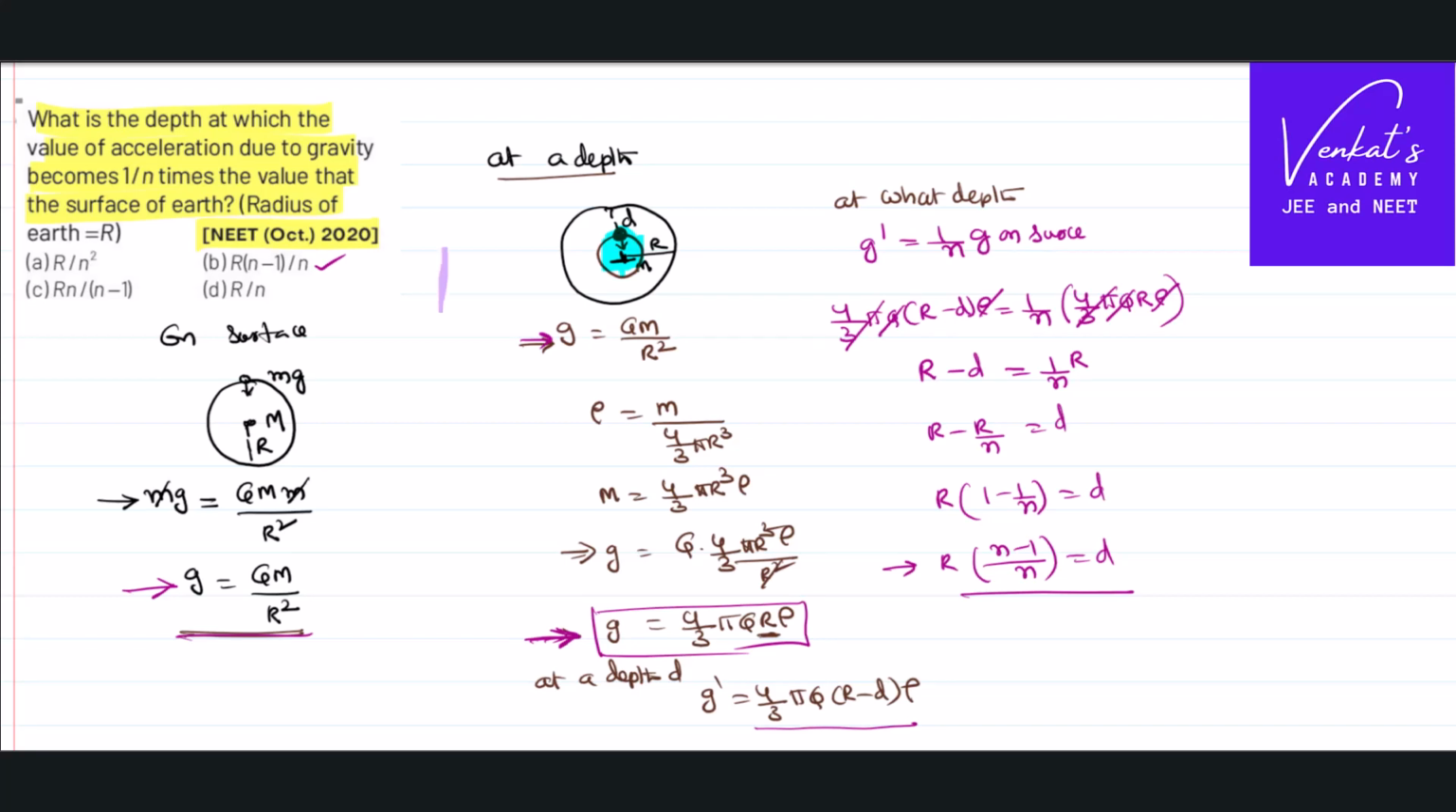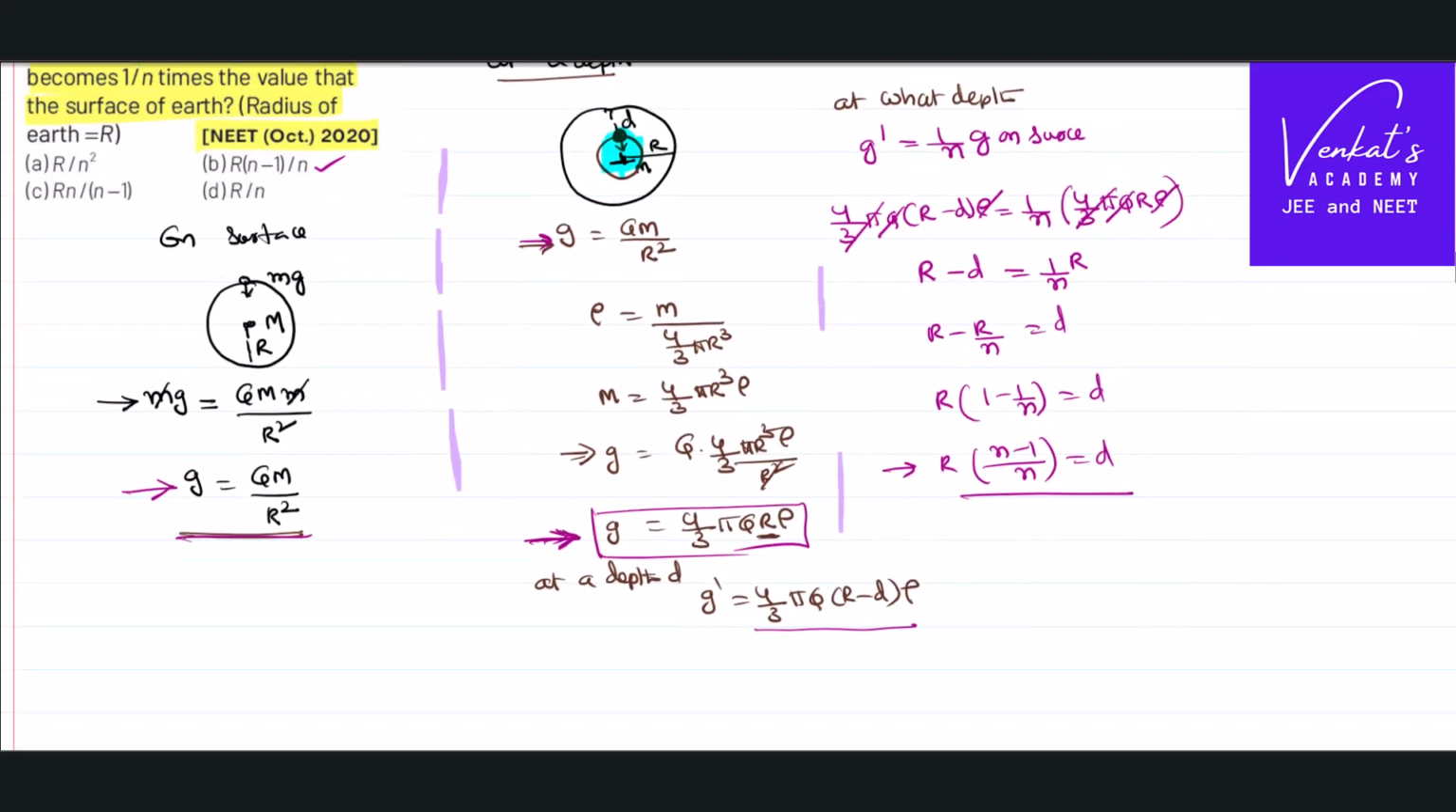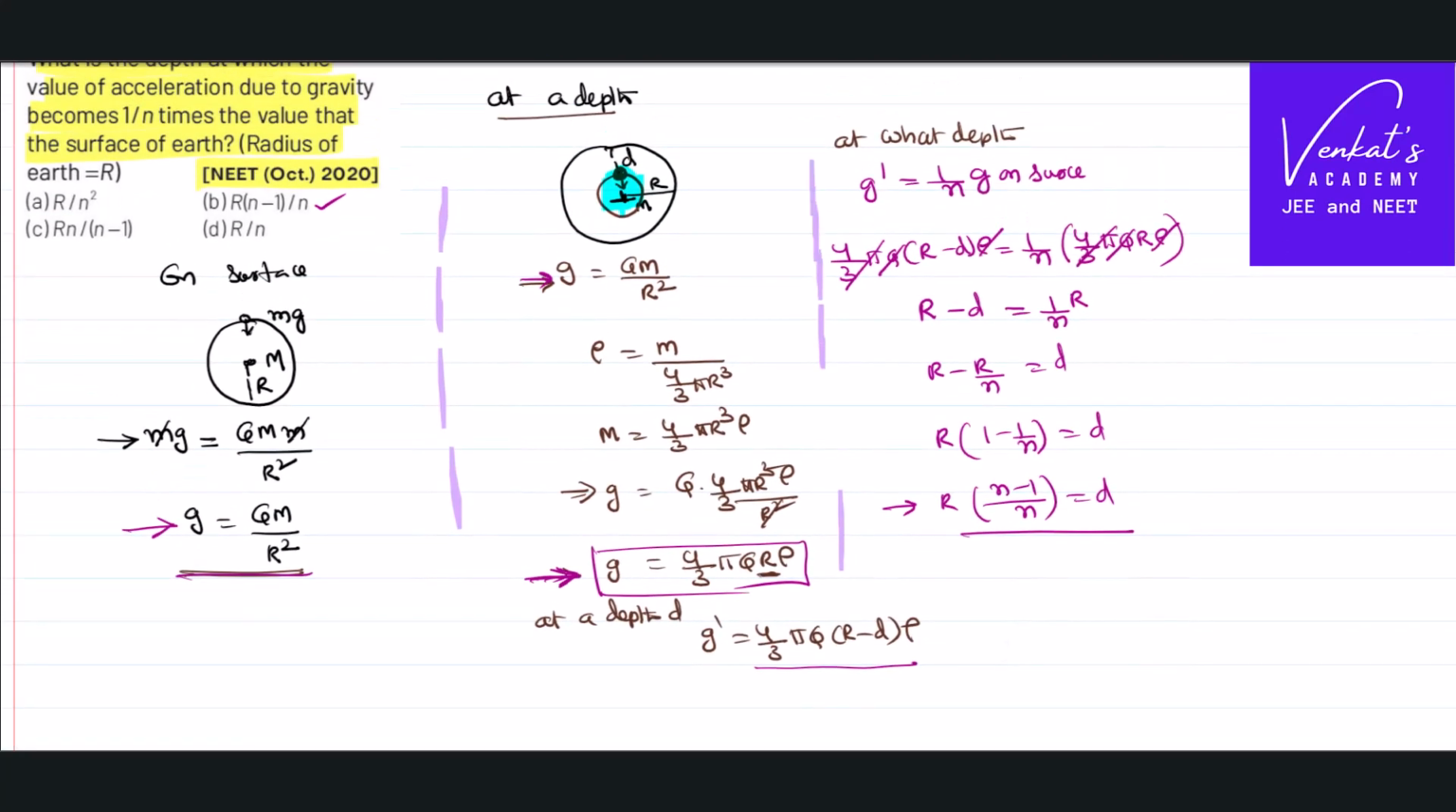To solve this problem, we need to know some basic aspects. The first aspect is that g equal to GM by R square cannot be used when you are going to a depth, because the entire mass is not available here. So we shall express it in terms of radius and density in this format. This is on the surface. When you go to a particular depth, the distance from the center to that point becomes R minus d, then I have to use this formula. And I have just used the condition that was given in the problem and got the answer, whatever is given in the options.